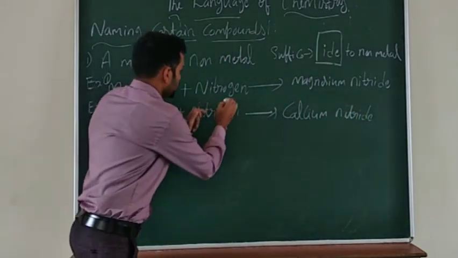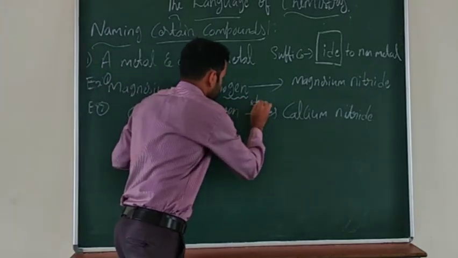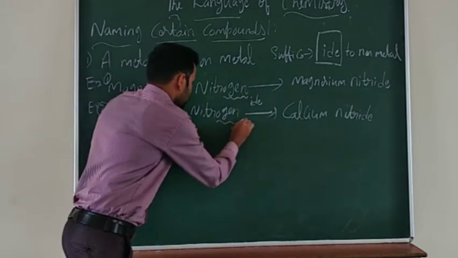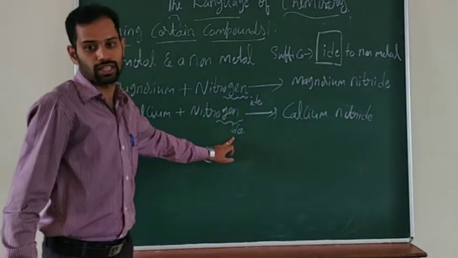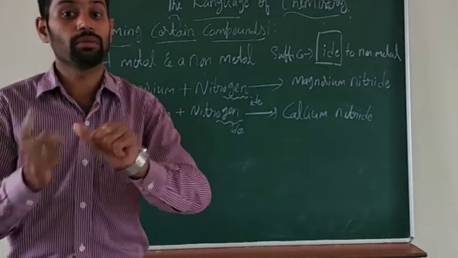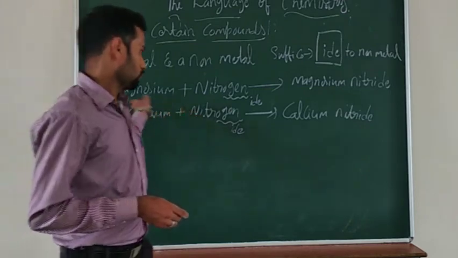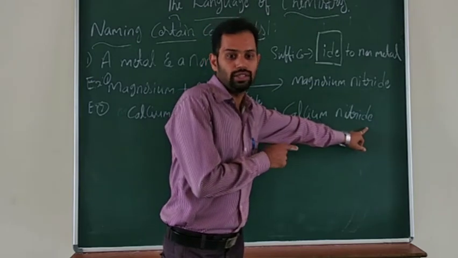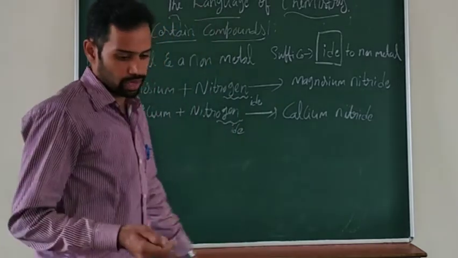Here, OGEN is replaced by IDE. Similarly, here also OGEN is replaced by IDE. In place of OGEN, you should add the suffix IDE. So this is how to name when a metal and non-metal are there. Here calcium is a metal, nitrogen is a non-metal, so after the reaction the compound will be calcium nitride. Only for the non-metal, we add the suffix IDE. Have you understood this concept? I'll move to the next one.